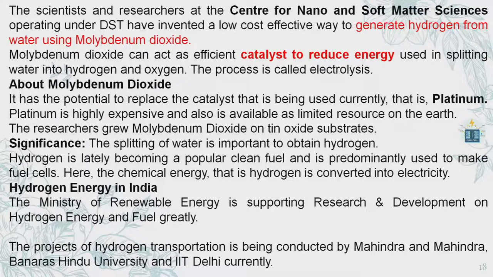Molybdenum dioxide can function as an efficient catalyst to reduce energy used for splitting water into hydrogen and oxygen. The process is electrolysis. When we speak about molybdenum dioxide, it's a potential compound replacing the currently used compound platinum. As you know, platinum is expensive and has a limited source on the earth. So the scientists are replacing platinum by molybdenum dioxide. Significance: it splits water and yields hydrogen.